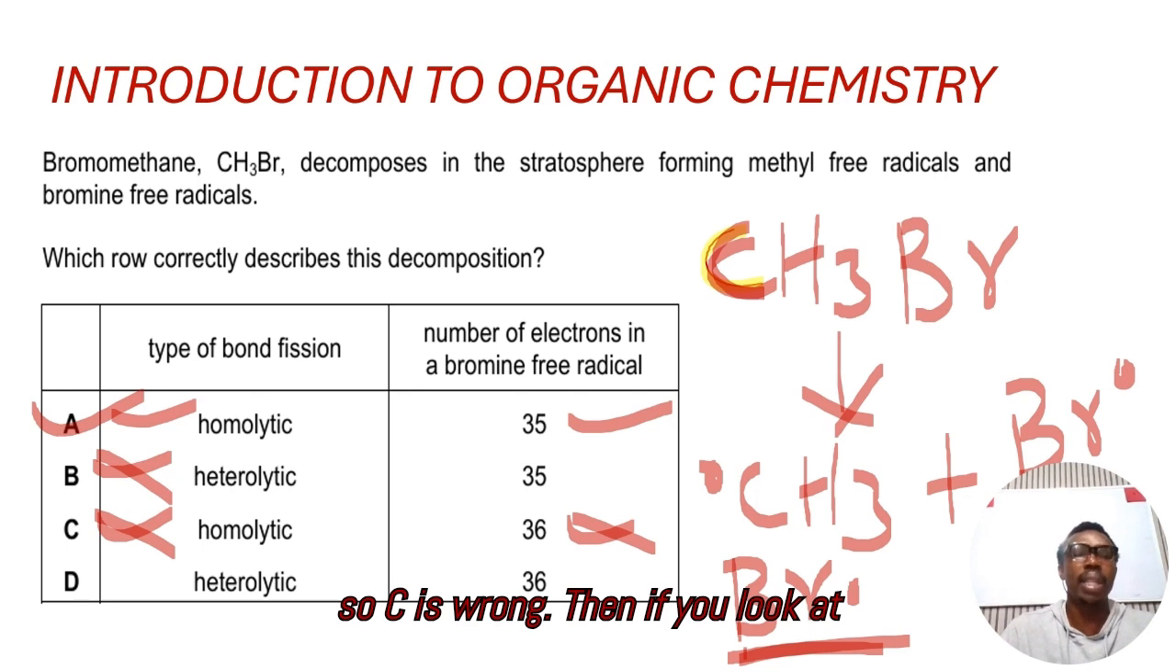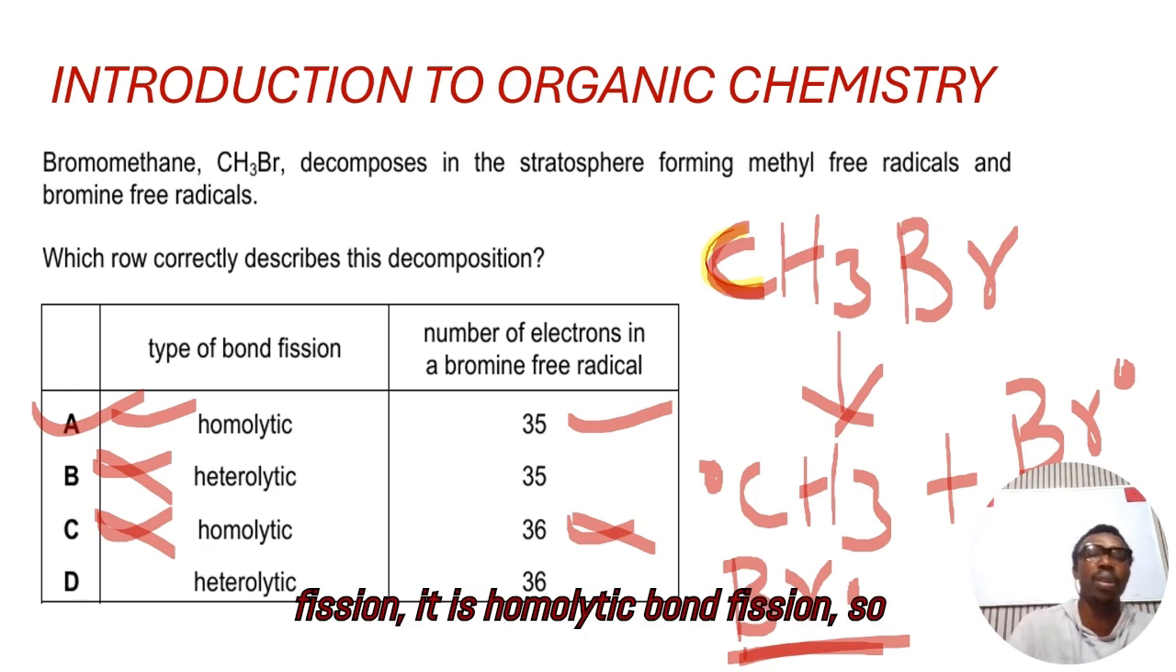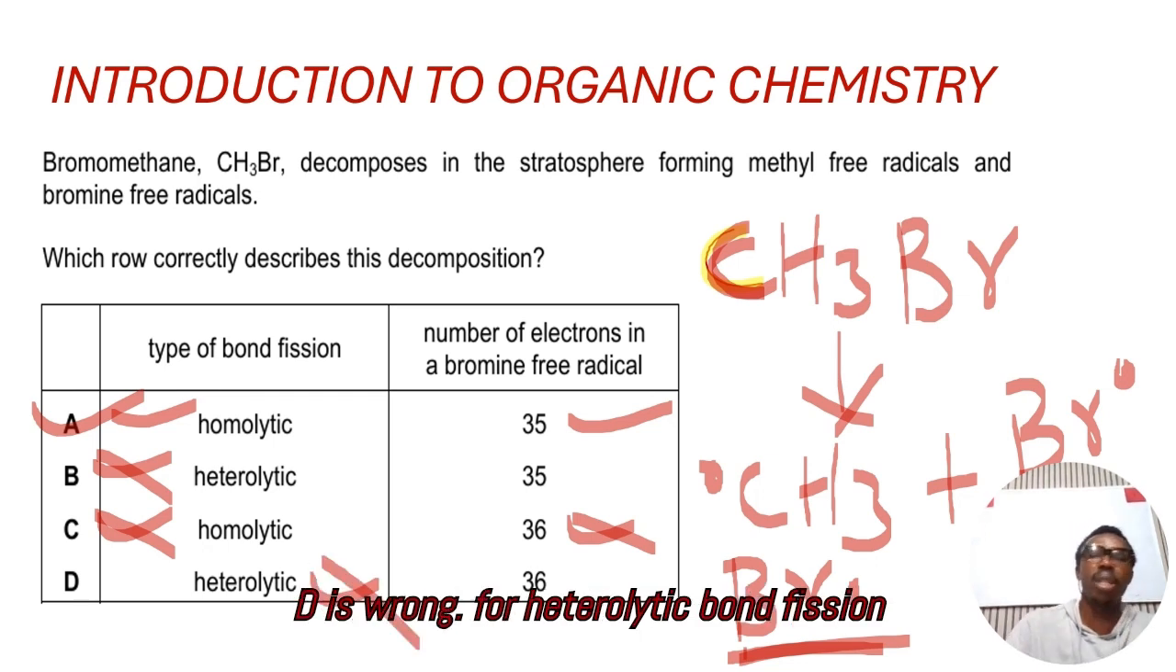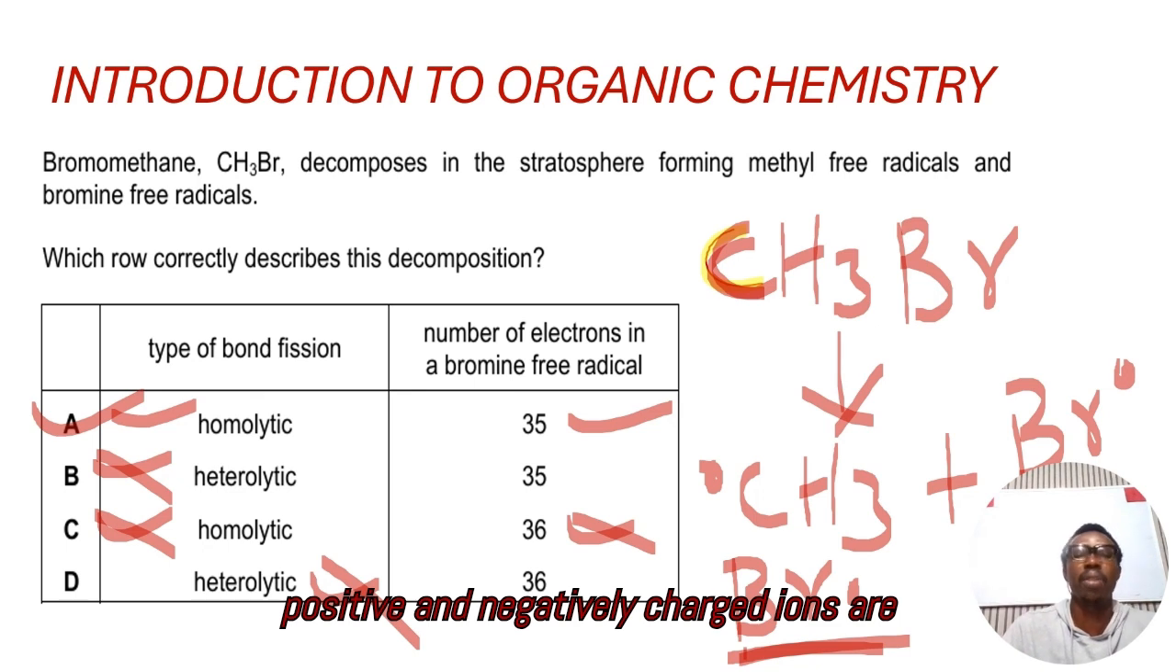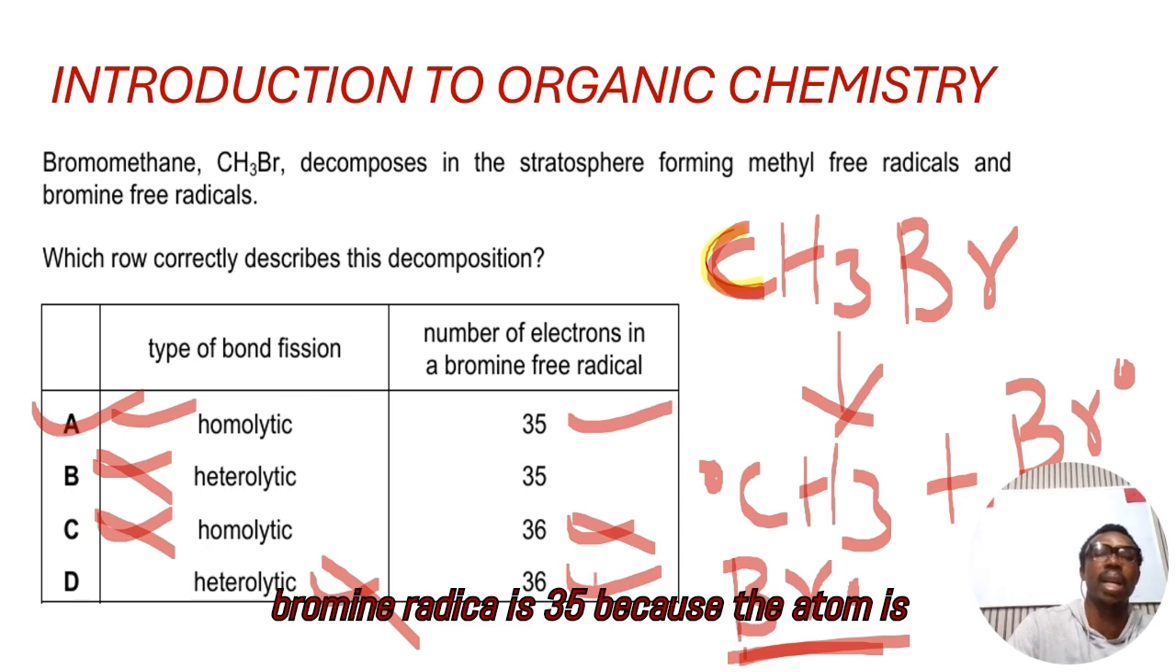Then if you look at D, the formation of free radicals is not by heterolytic bond fission, it is by homolytic bond fission. So D is wrong. For heterolytic bond fission, positively and negatively charged ions are produced, and the number of electrons in the bromine free radical is 35 because the atom is what?